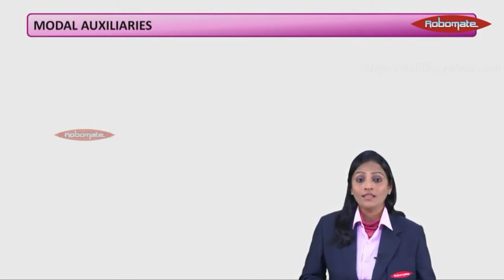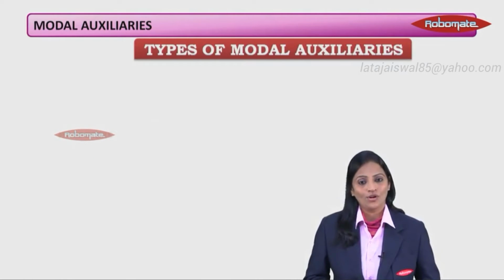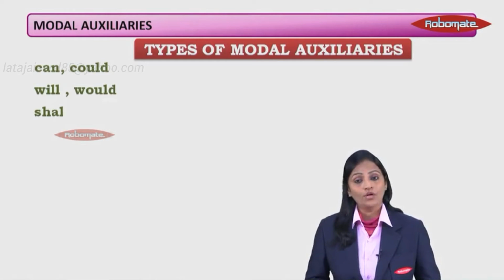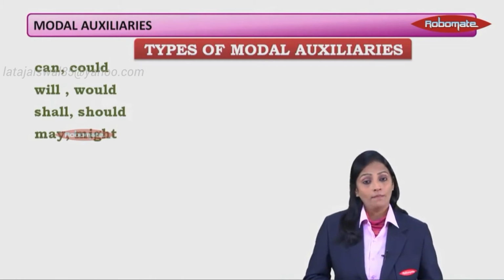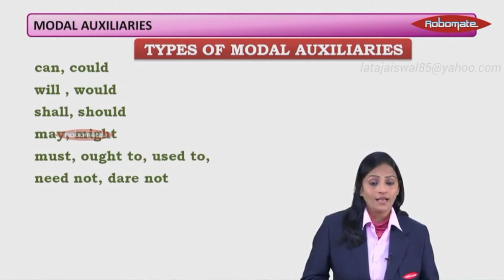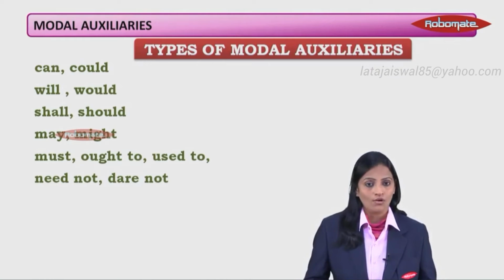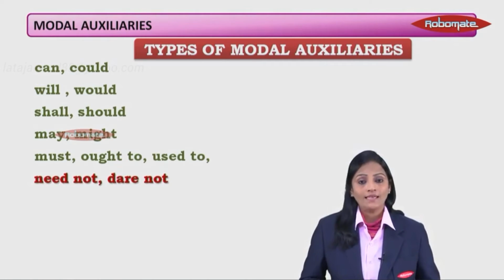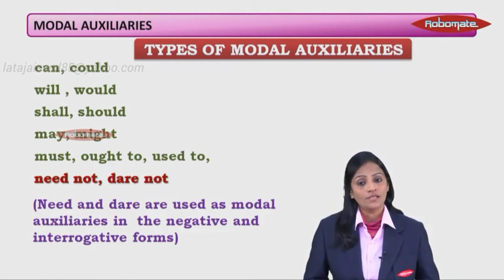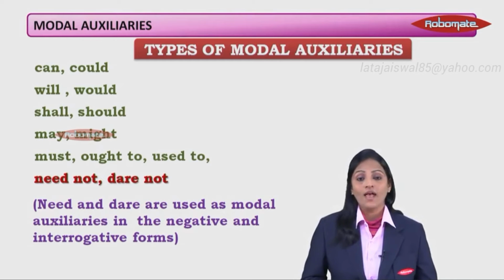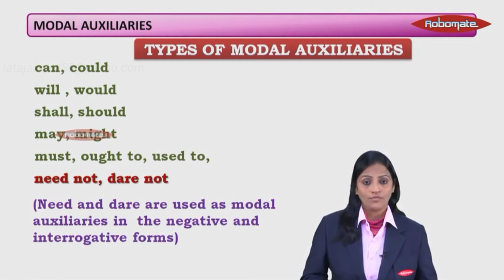What are the examples of modal auxiliaries? Here: can, could, will, would, shall, should, may, might, must, ought to, used to, need, dare, again need not, dare not, or also in the form of a question. So, need and dare are actually used as auxiliaries or modal auxiliaries only in the negative and the interrogative forms.